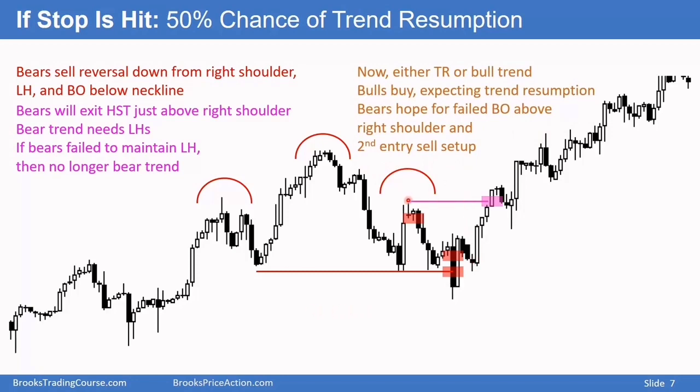Breaking above the top of this major lower high, it's now either a bull trend or a trading range. Bulls buy, expecting trend resumption up. They have a bull trend. They see this as a two-legged pullback, one pullback two, a high two bull flag. They also see it as a failed breakout below a head and shoulders top, especially once it gets above that right shoulder. They know the bears will give up there. Maybe leg one, pullback, leg two. And the bears buy as well. They get out of their shorts because their premise of a bear trend is no longer valid.